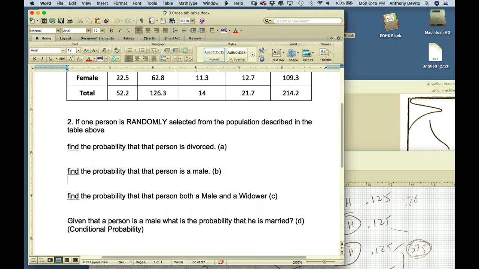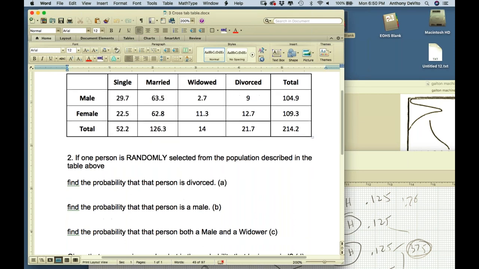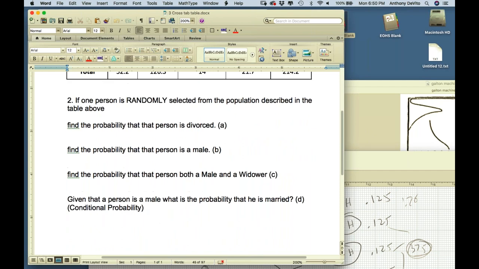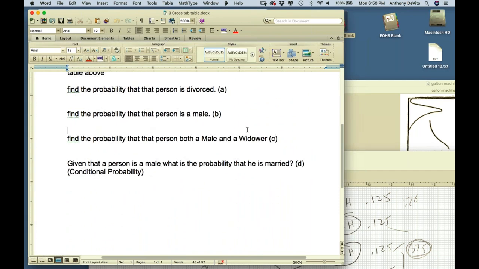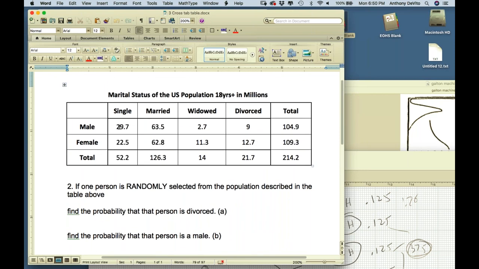If I randomly sample one person in the United States, what's the probability that person is both male and divorced? 9 million out of 214 million, right, there you go. So what is that, about 4 or 5%, right? But you can do that math. Okay, what's the probability that a person is both male and a widower? Let's see, male and widower, right?